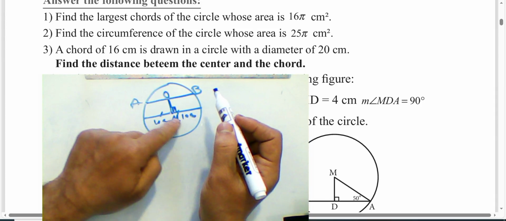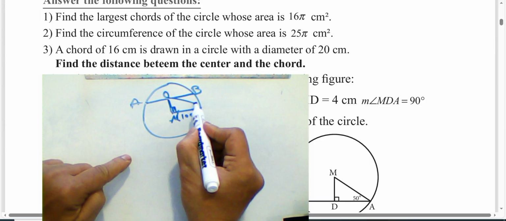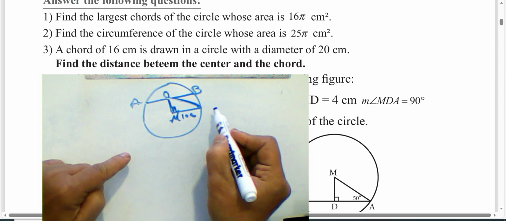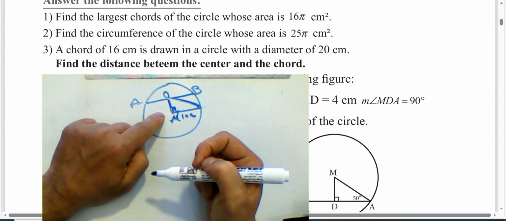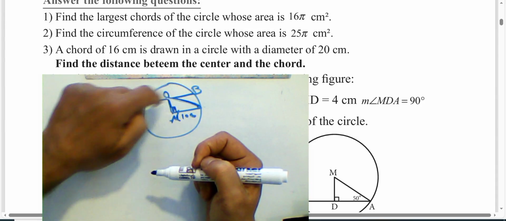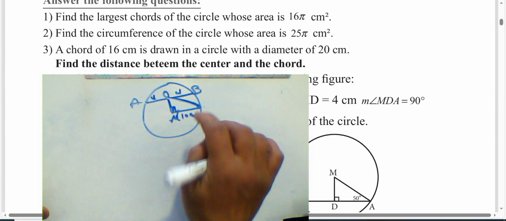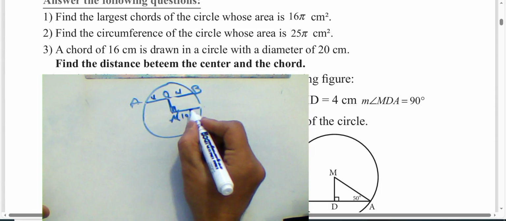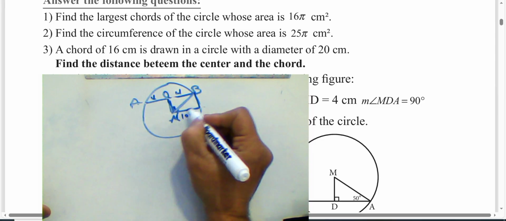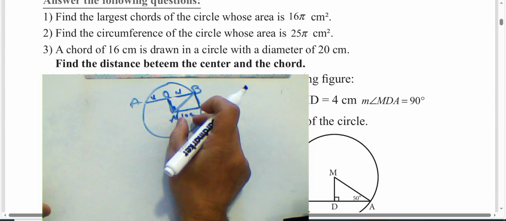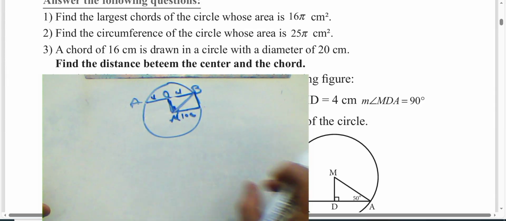How can we find this? We know the diameter is divided into 2 parts, the first part 10. We can draw here also from O to this point. He gave me this information. The chord was 16, so this is 4 part and this 4 part, and this 4 part and this 4 part. Then we can find the distance here. I will draw this and it will be a rectangle. This part was 10 centimeters and the length of the chord was 4.